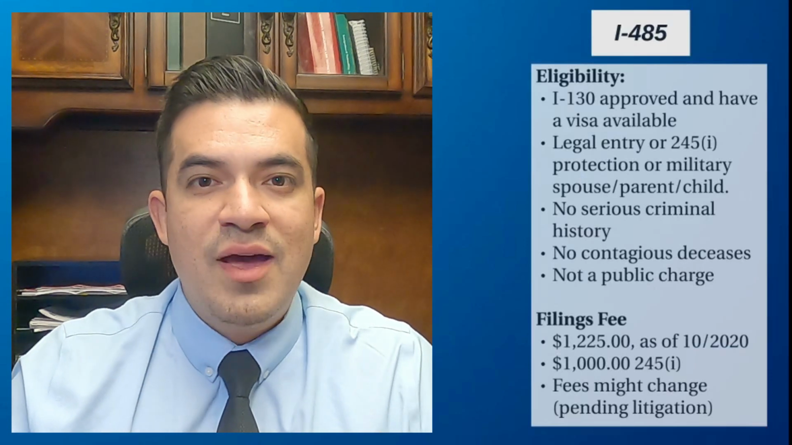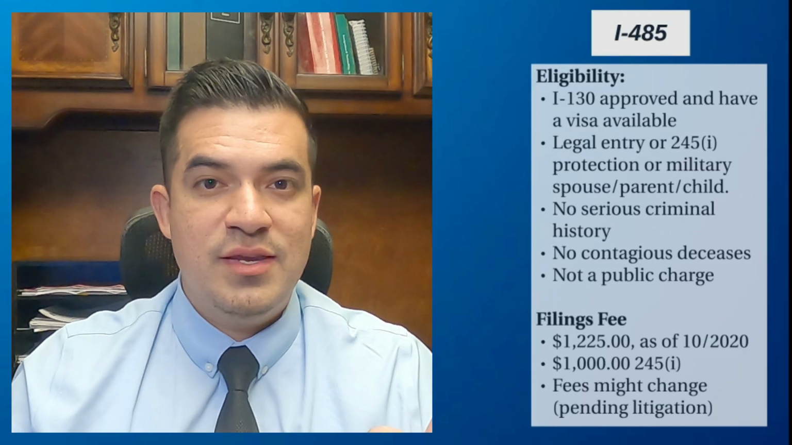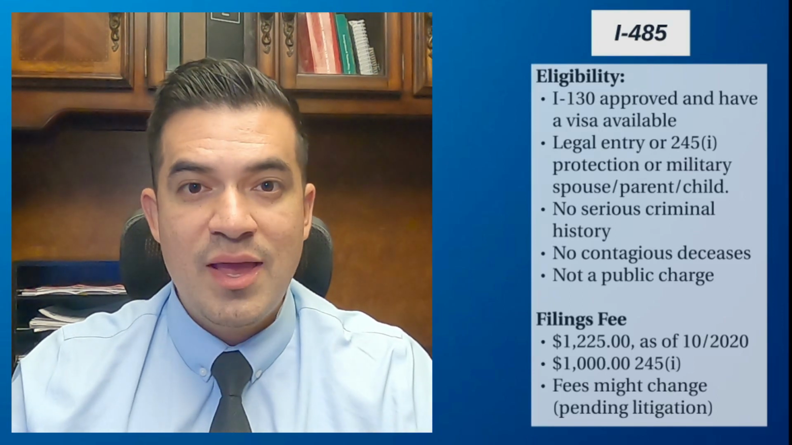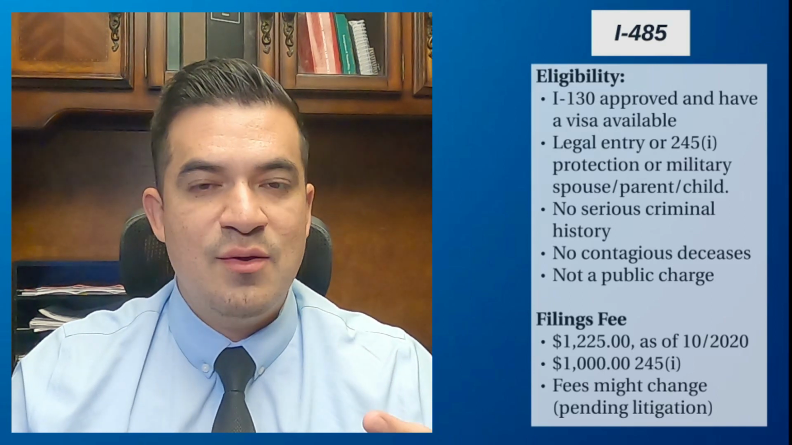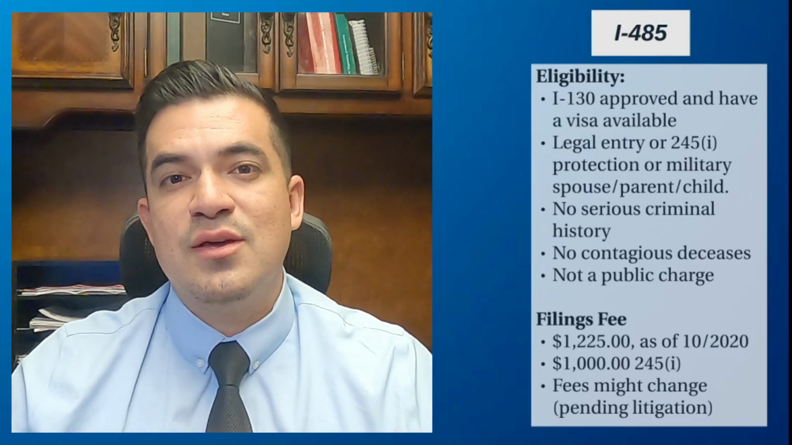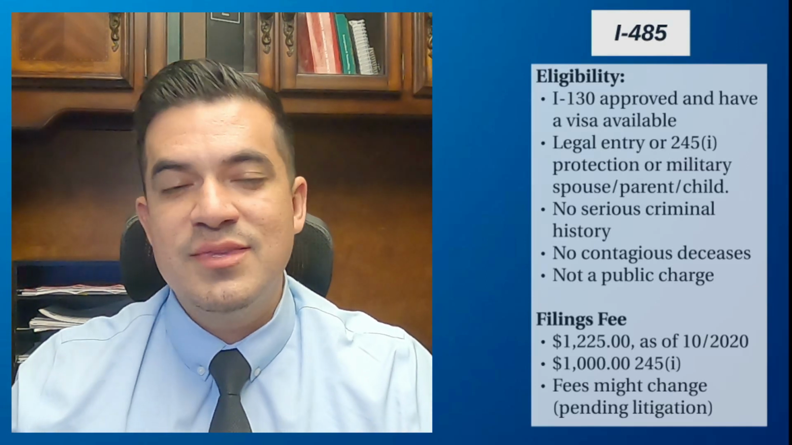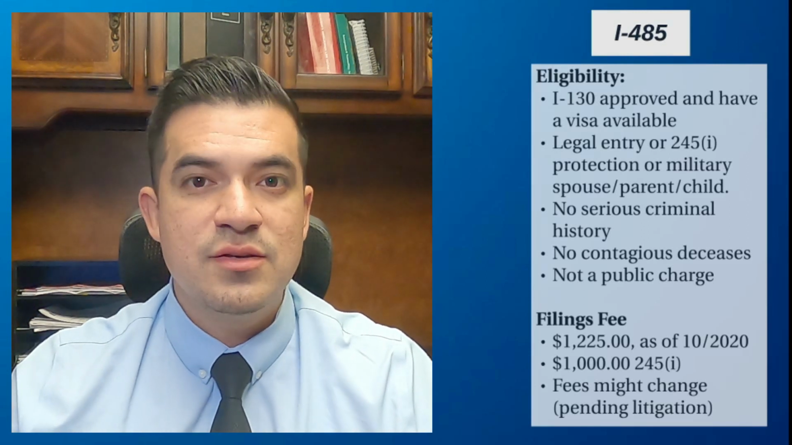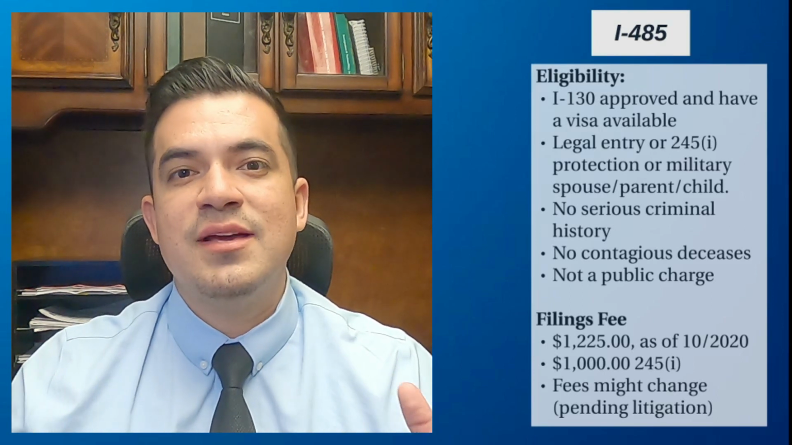Now the I-485, that's the actual application to become a U.S. resident. One, we have to make sure a visa is available. Two, we have to make sure that you don't have any disqualifying crimes. Three, we have to make sure that you don't have any contagious diseases that will make you ineligible. And four, you're not a public charge. So the I-130 approval is significant because without that, we can't continue with this application. Also, depending on the type of relationship you have with the petitioner, the person who petitions for you, there could be delays as to when that visa becomes available.